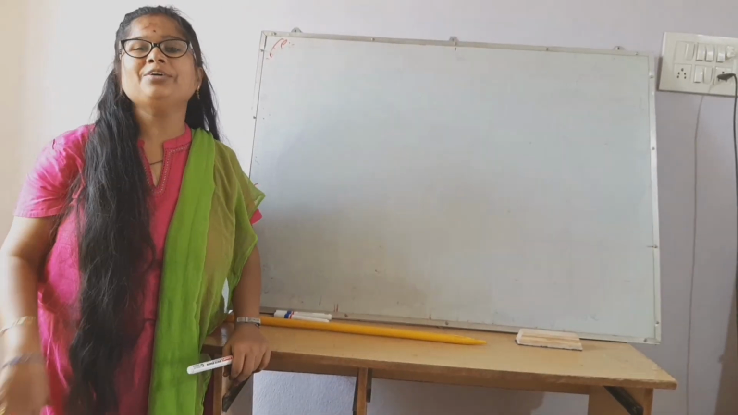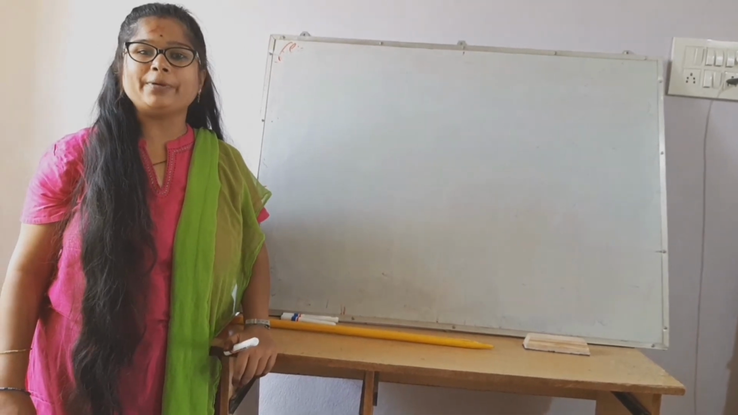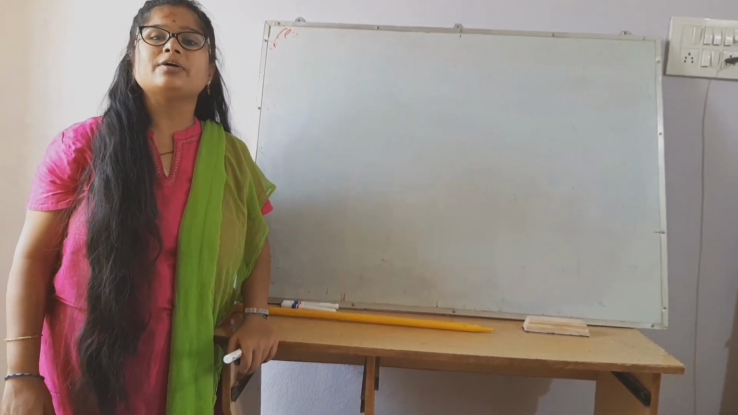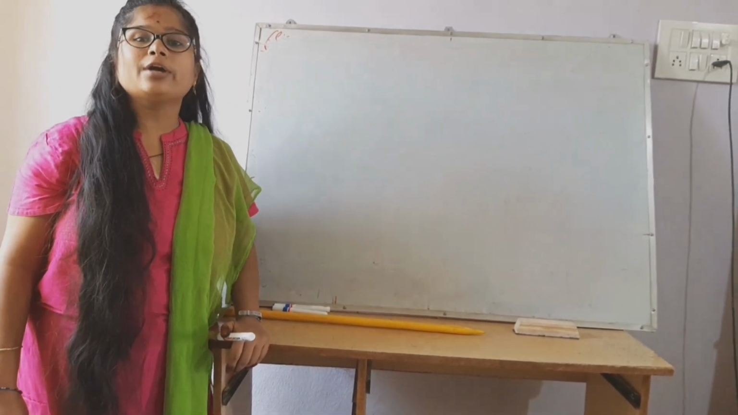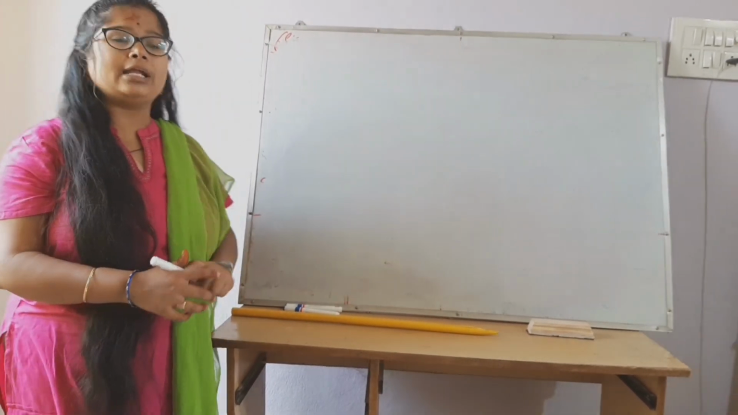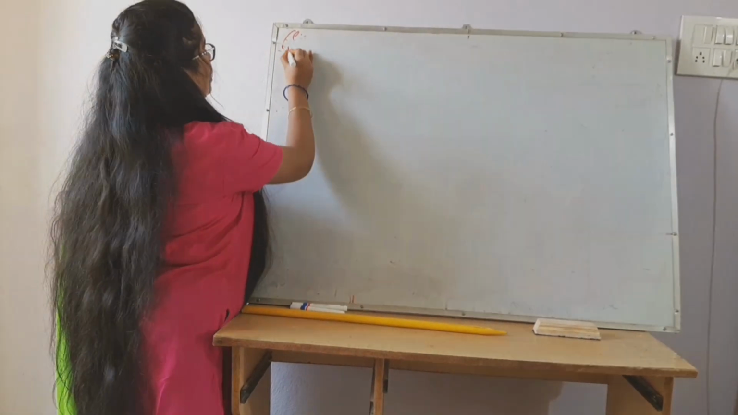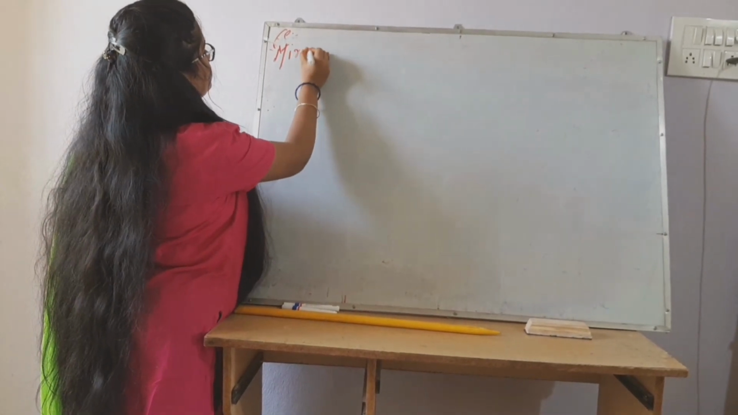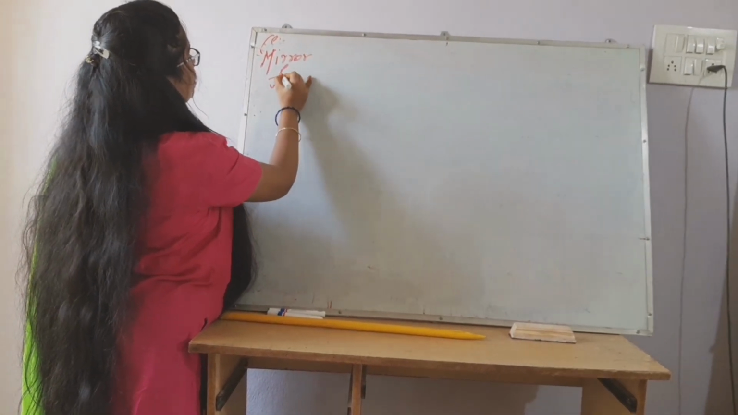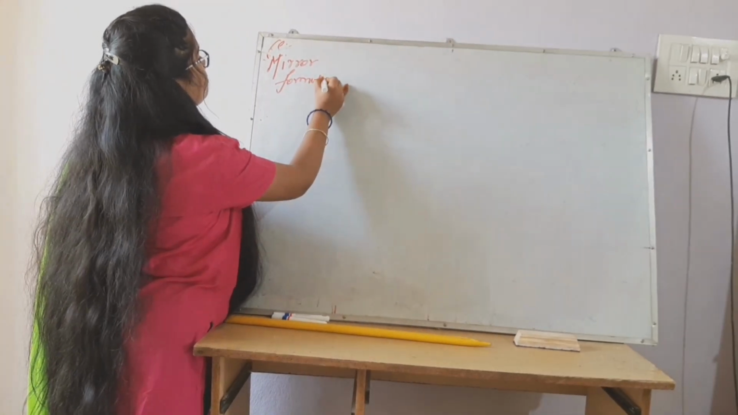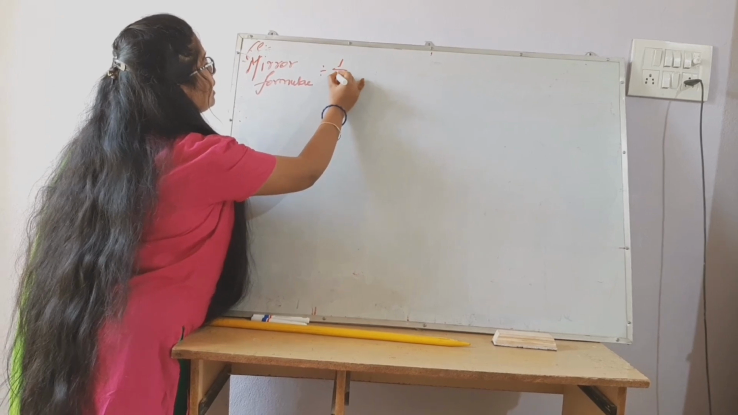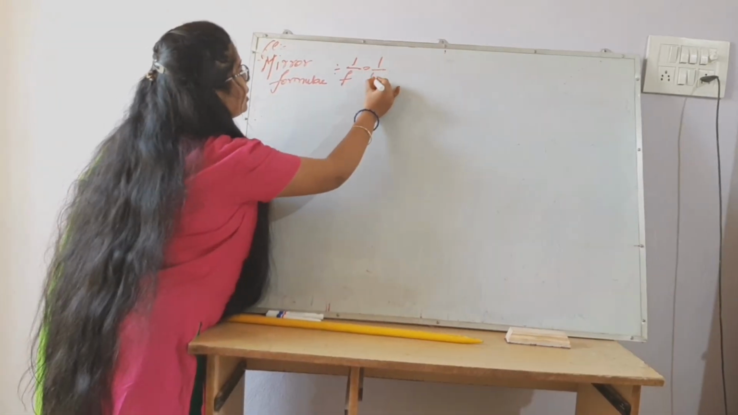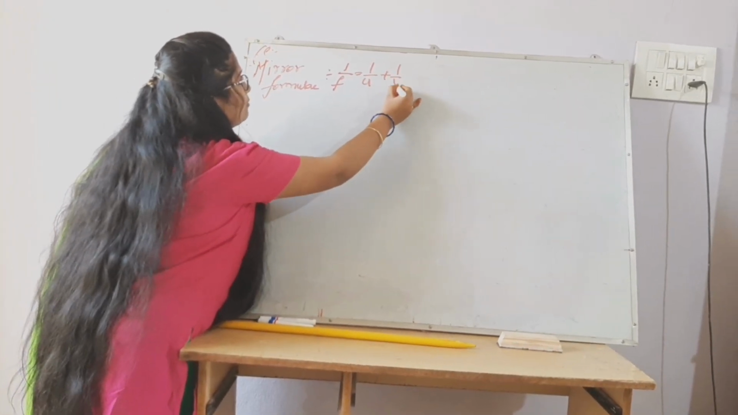Hi friends, this is Anusha again with a new topic, that is using the mirror formula and magnification formula. So let us go into our topic now. Our formula is first mirror formula. What is mirror formula? Mirror formula is 1 by f is equal to 1 by u plus 1 by v.